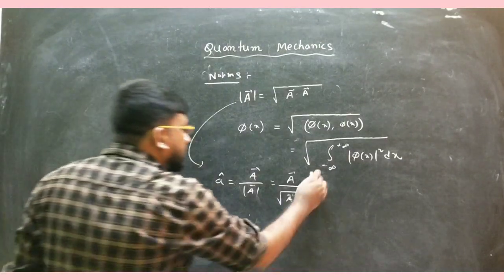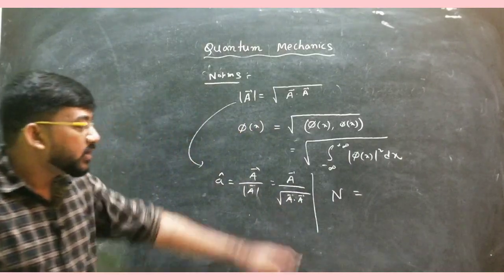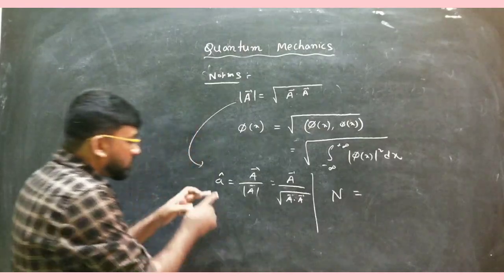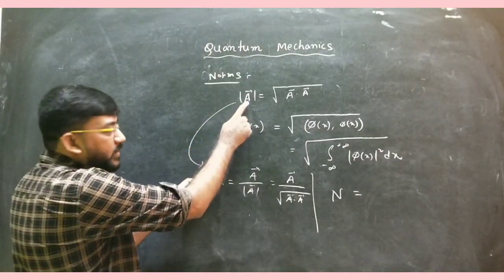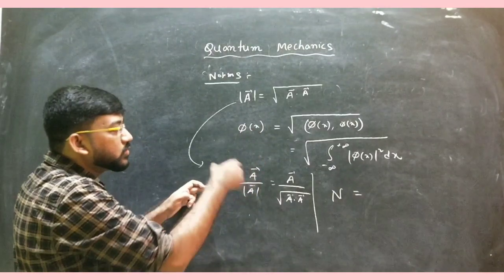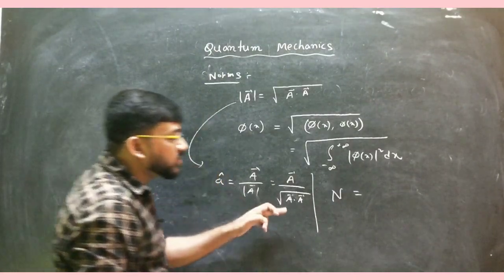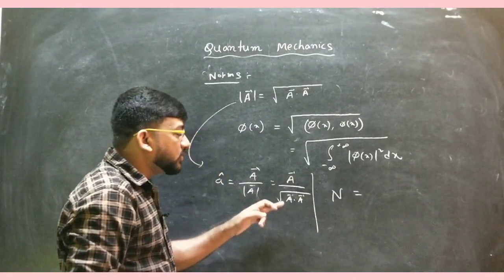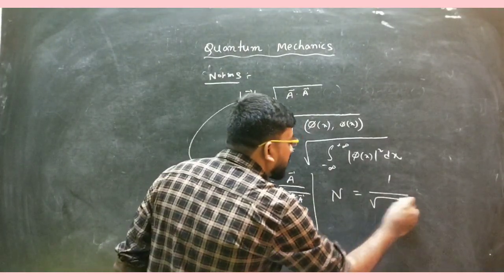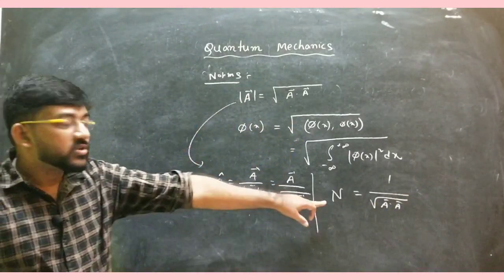Similarly, we can write for a function. If we have normalization constant n, then what will it be? If you want to normalize this vector to unity, you have to divide by these norms. Similarly, if you want to normalize any function which is a member of Hilbert space, you have to divide by this norm. So that is nothing but 1 upon root over a dot a. You have to divide by this. So this is the normalization constant, you can say.